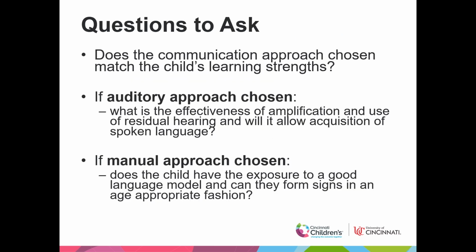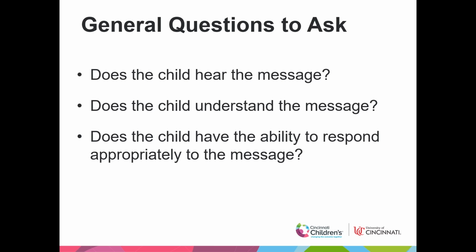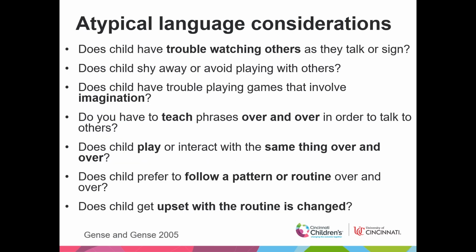So, did you hear me? Did you understand me? Do you have the ability to respond appropriately? Those are great questions for any time you're trying to figure out why a kid is acting the way they are, right? Other atypical language considerations, and Gens had really great talks on deafness and autism. They have a book on vision impairment and autism, and this is really from them. Do they have trouble watching others as they talk or sign? Do they shy or avoid people? These are not characteristics that are typical for kids who are deaf and hard of hearing.